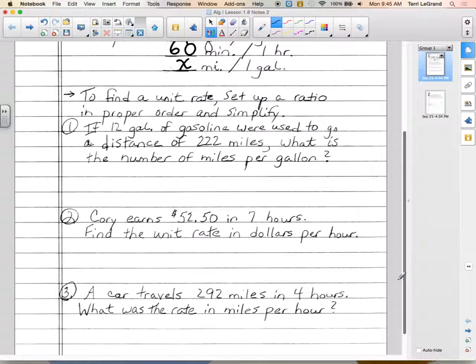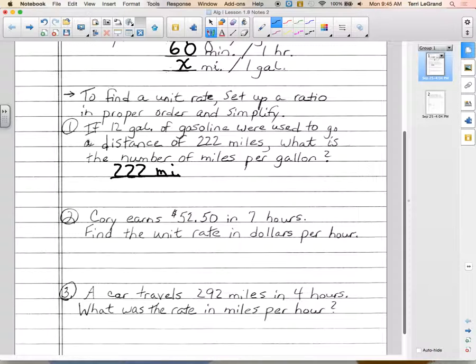If we have 12 gallons of gasoline that were used to go a distance of 222 miles, what is the number of miles per gallon? We're basically telling you right there the order to set it up in. So what should be first in our ratio? The miles. So we should put our 222 miles first in our ratio. And downstairs, we're going to write them as fractions. And downstairs we would put what?